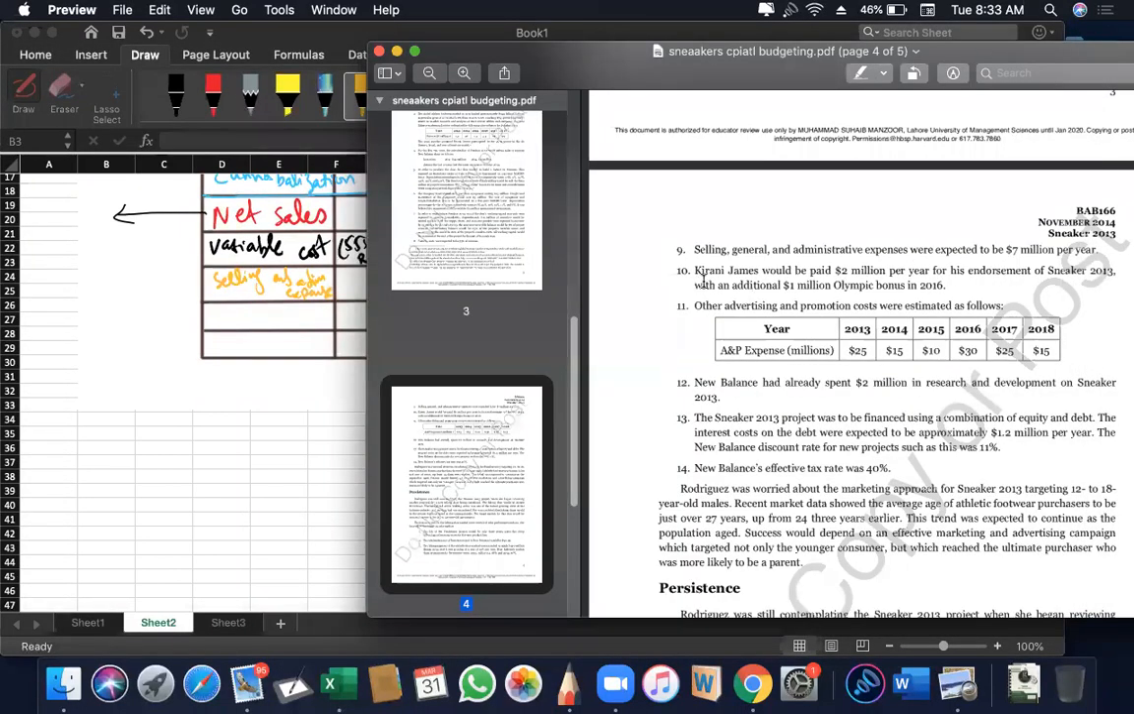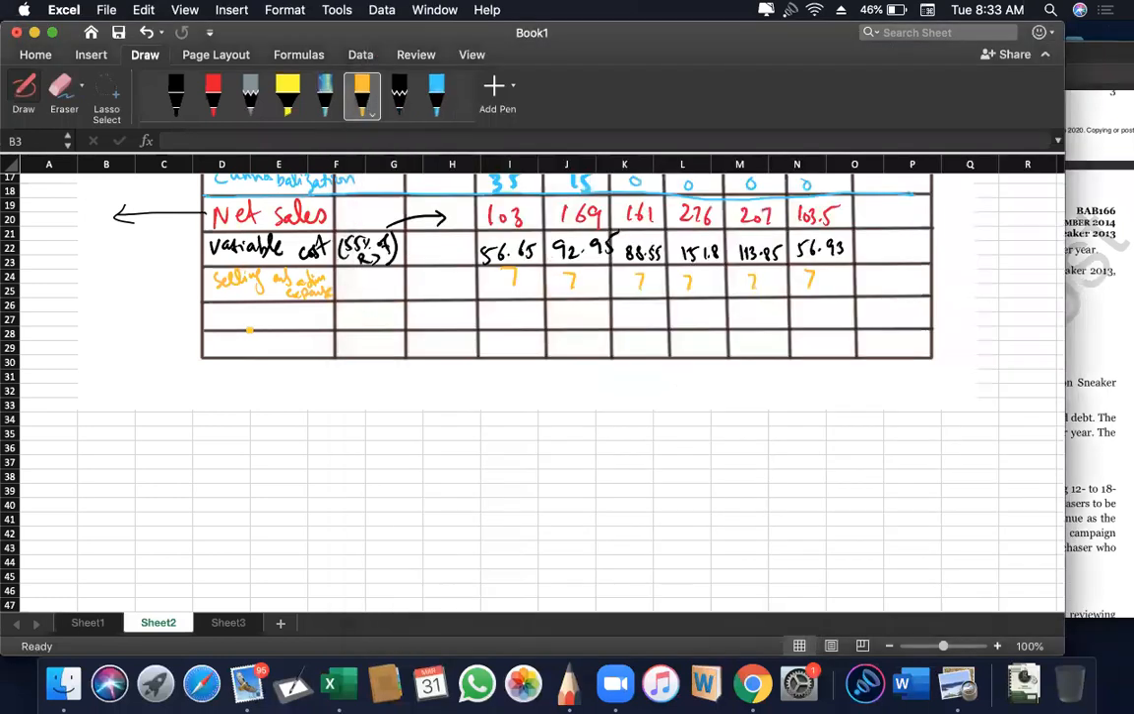And then Grant James would be paid 2 million per year for his endorsement of the sneaker 2013 and an additional 1 million Olympics bonus in 2016. So this is endorsement expense. I will write here endorsement expense. So it is 2 million each year, except in 2016 we have 3 million, 1 million added.